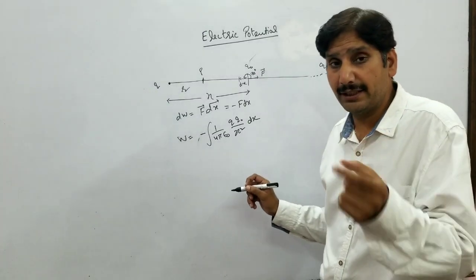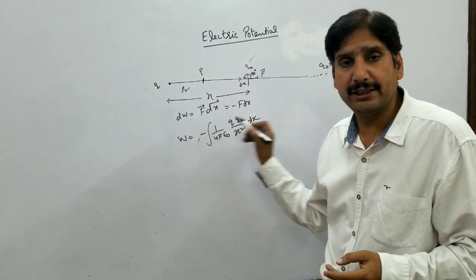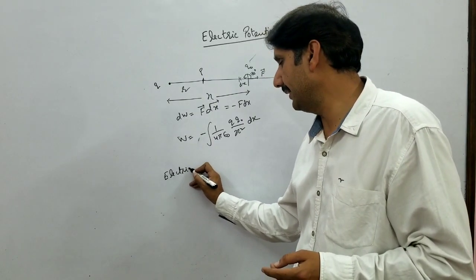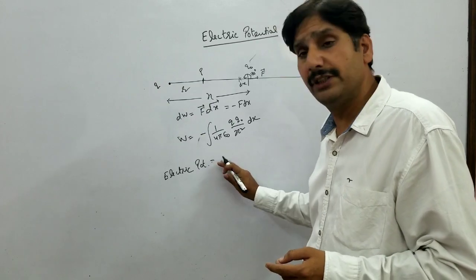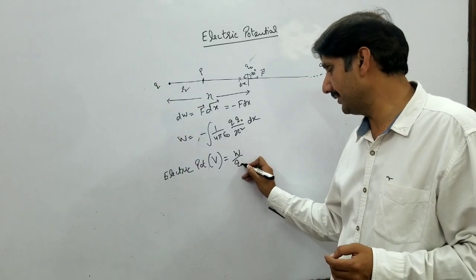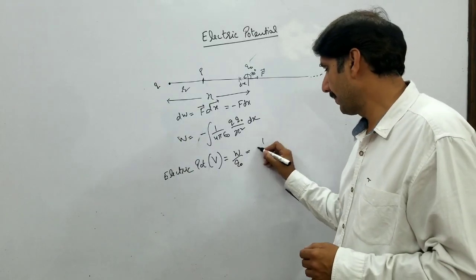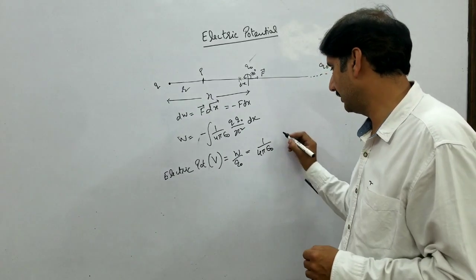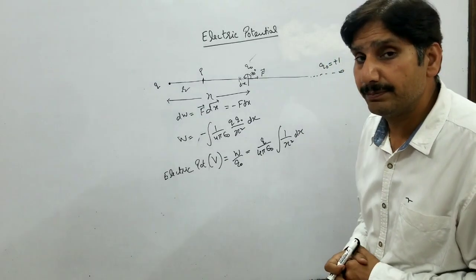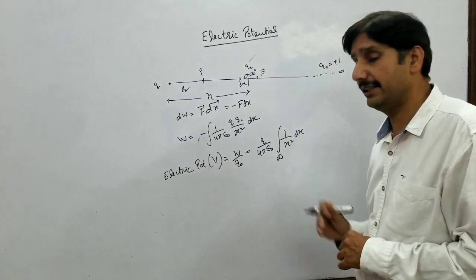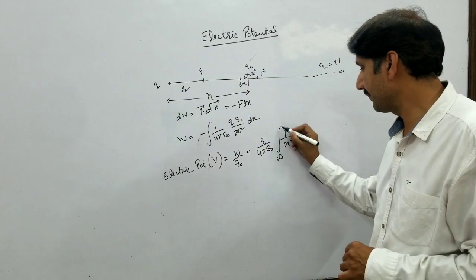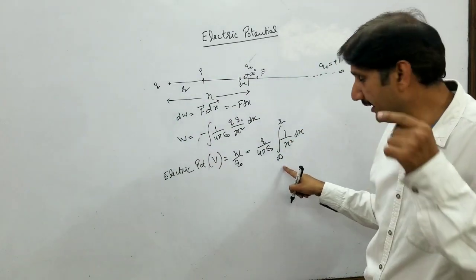Since it is work done per unit test charge, you won't mind if I divide both sides by q naught. So electric potential, now I am getting something concrete. Electric potential, which we generally denote with capital V, is equal to work done per unit test charge, and that is equal to 1 by 4 pi epsilon naught q 1 by x square dx. From where you picked up charge q naught? From infinity. And where do you want it to be placed finally? At a distance r. So the limits of integration are from infinity to r.